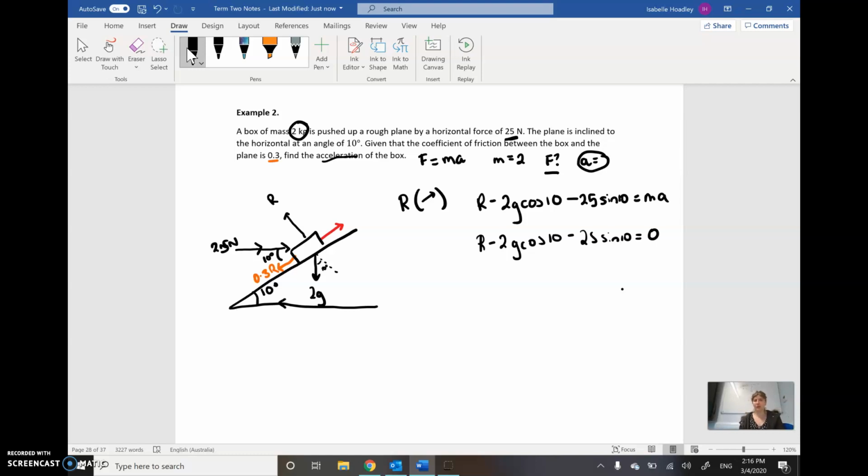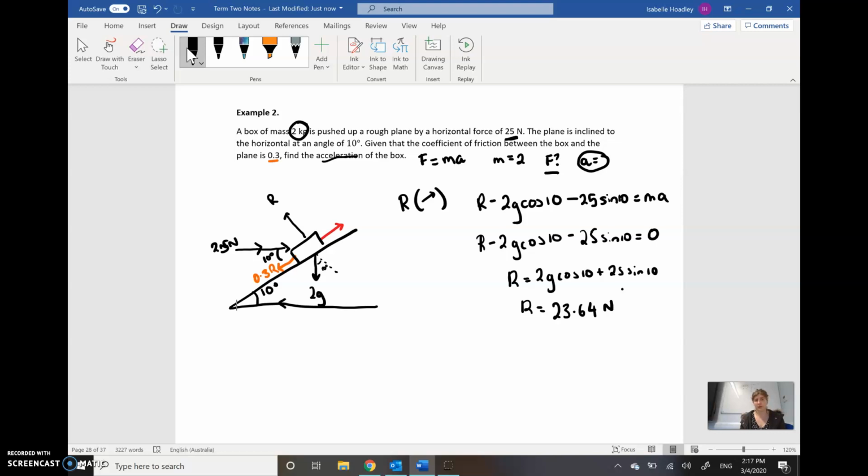And from here we can solve for R. So R would be equal to 2g cos 10 plus 25 sine 10. Let me quickly work it out. Okay, and I get R equals 23.64 newtons.